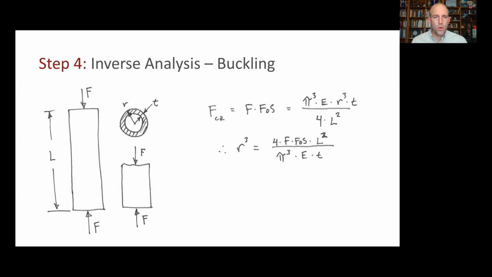All right, so we know that we want the critical force to be equal to the force that's applied times the factor of safety. And then we're going to solve this time for the radius, because we solved for the thickness previously when we were addressing stress. And part of our strategy here was to be able to separately meet our factor of safety for stress and buckling. So if the radius cubed equals this, then we'll exactly hit our factor of safety for buckling.